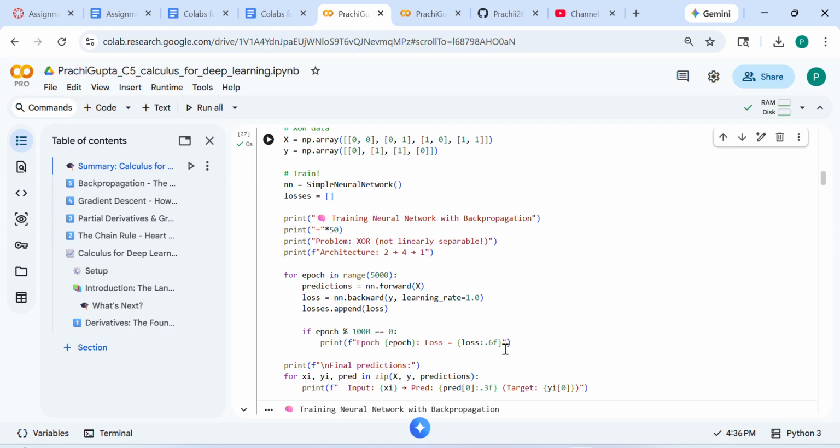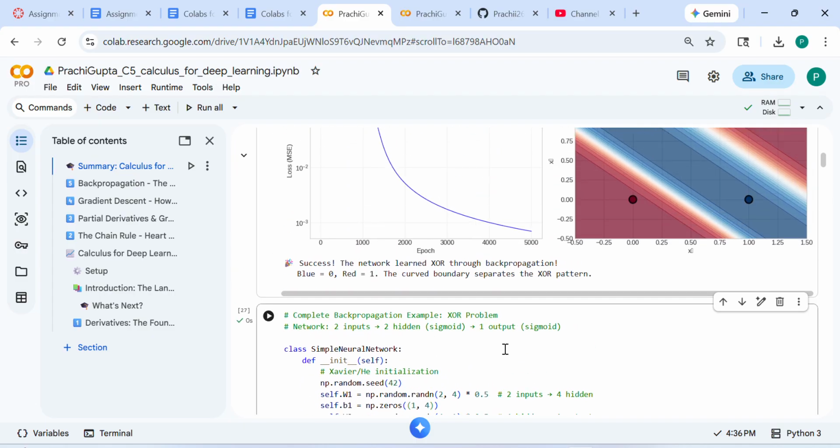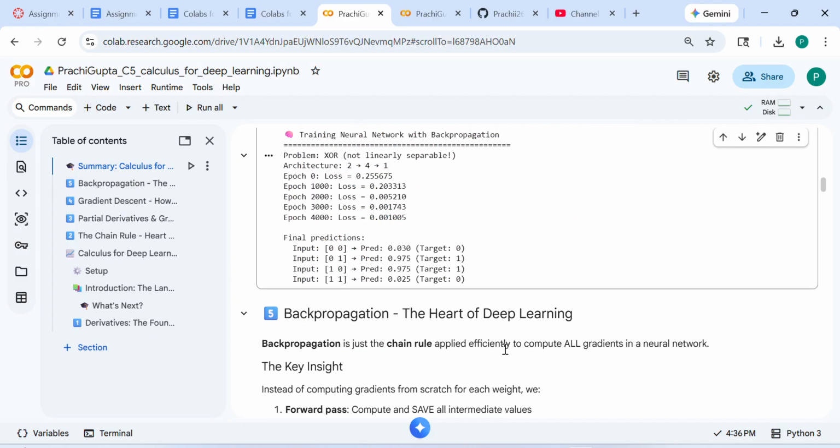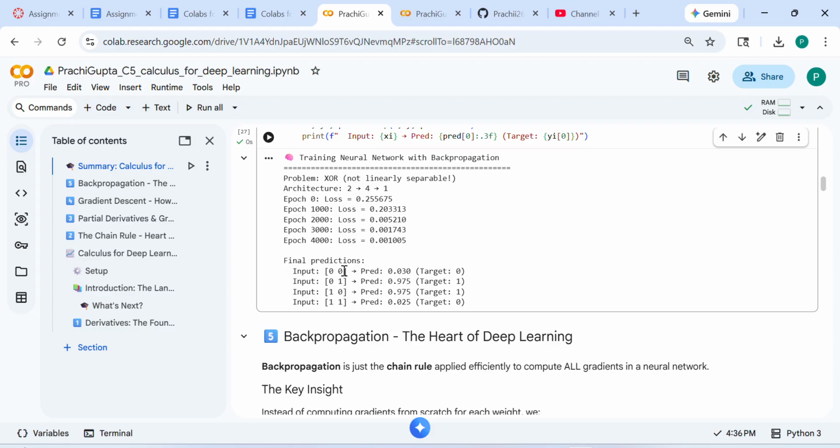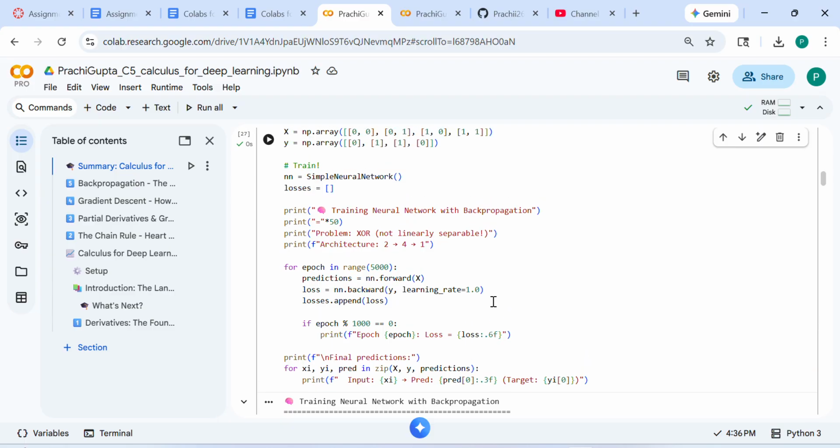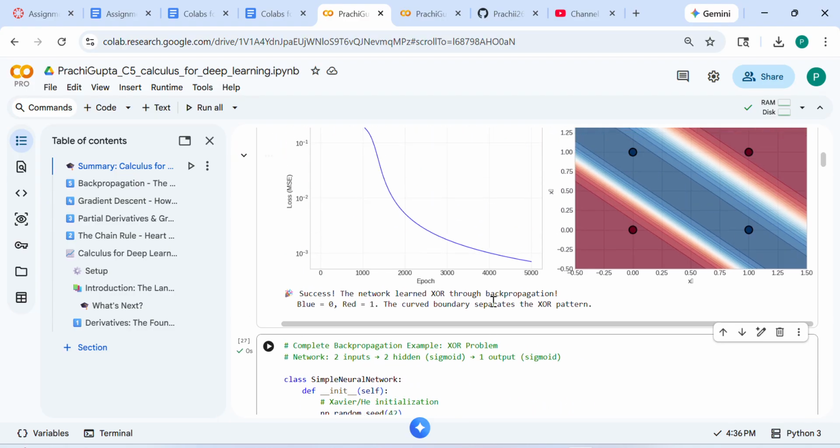You can see, if the input is 0 0, the target is 0. If the input is 0 1, it gets 1. If it's 1 0, it will give 1, and if it's 1 1, it will give 0. So this is the prediction it's doing.